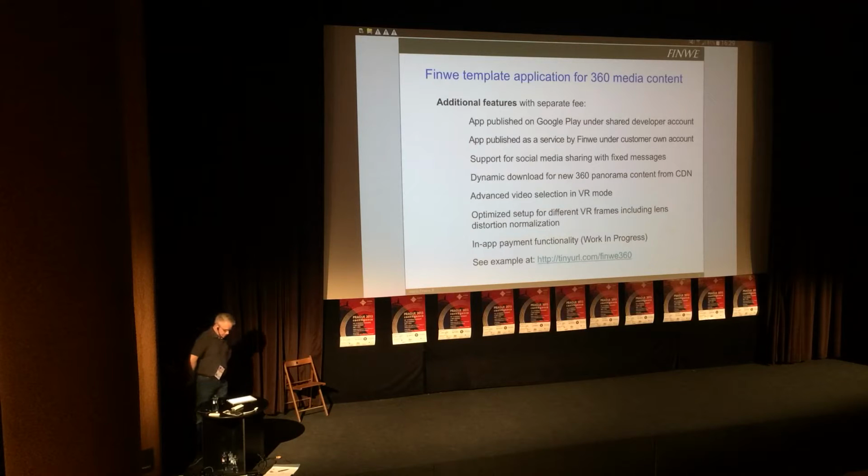And there's also an option to have an optimized setup for different VR frames, as I mentioned. So if you are using, for example, Zeiss VR1, you would definitely like to have the app optimized because of the lens distortion. So we have created the distortion models for different lenses, different VR frames, and we are normalizing that in the app.